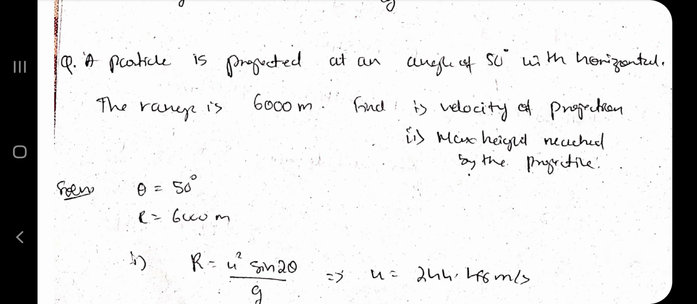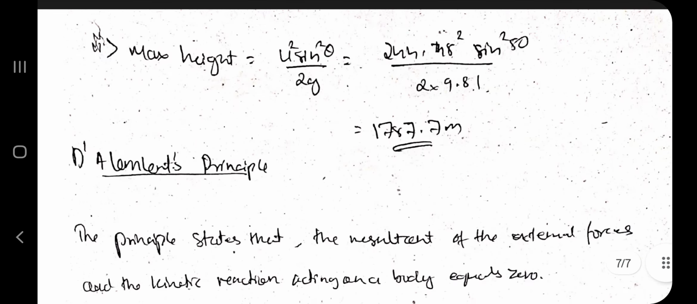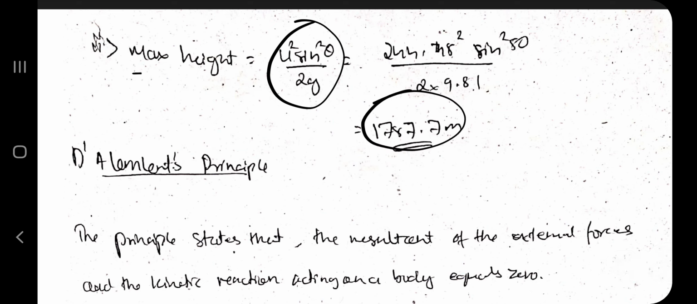So here's the question. A particle is projected at an angle of 50 degree with horizontal. So theta value is how much? 50 degree, and the range is 6000 meter. R is given. Find the velocity of projection and maximum height. So R is equal to u square sin 2 theta by g, and by that we can easily get the value of u, which is 244. Maximum height value also, just substitute the things which are given to us and find the answer. You'll get the max height also, okay. So that's a pretty simple one.